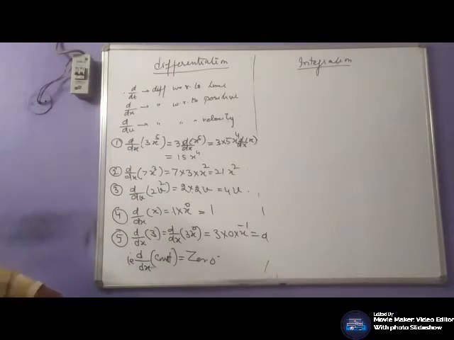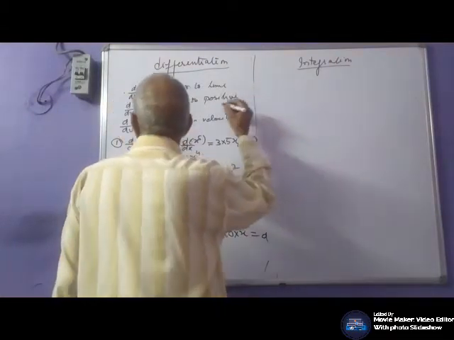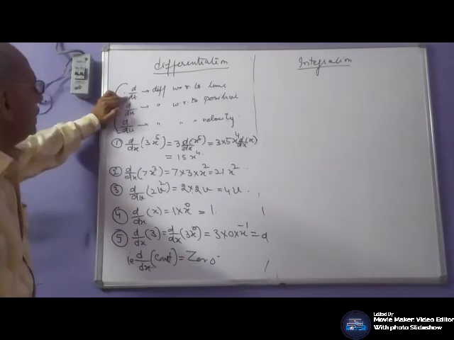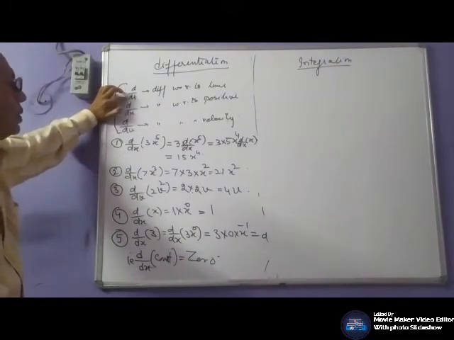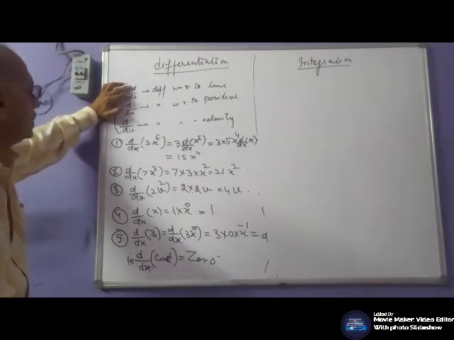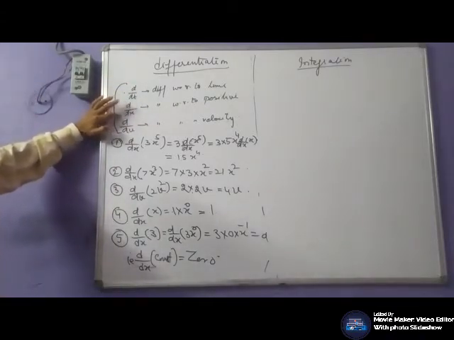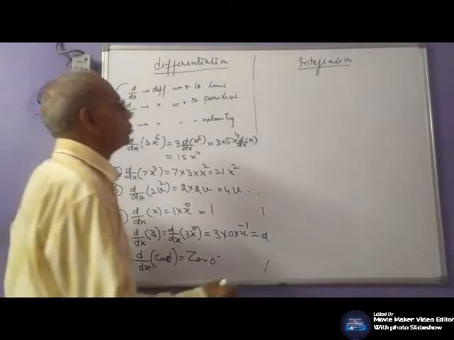Brief about differentiation. d/dt, differentiation. This symbol is for differentiation, this is for time. Differentiation with respect to time. Differentiation with respect to position. Differentiation with respect to velocity.